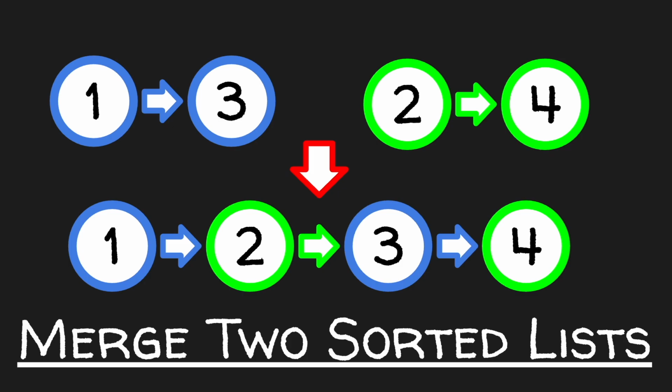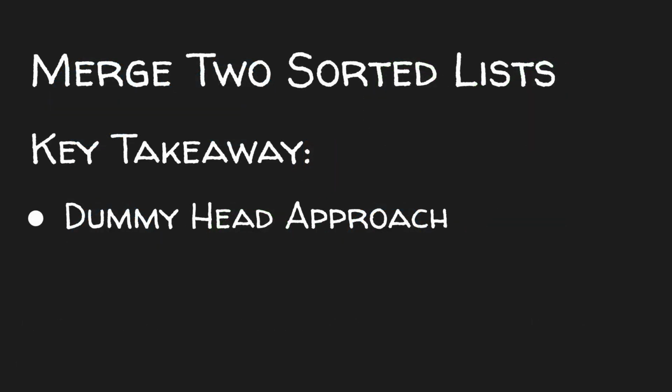Hi everyone! Today we're going to be going over Leetcode problem number 21, Merge two sorted lists. The key takeaway for this problem is getting practice with using the dummy head approach. With that said, let's go ahead and get started.